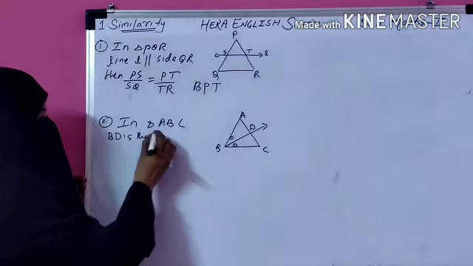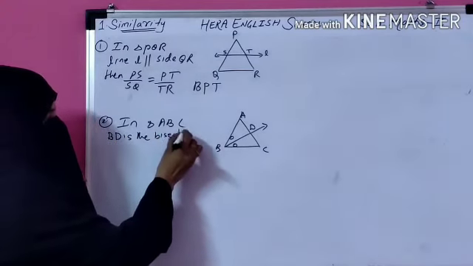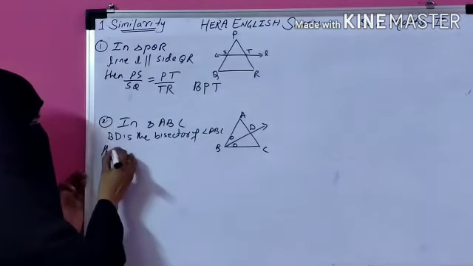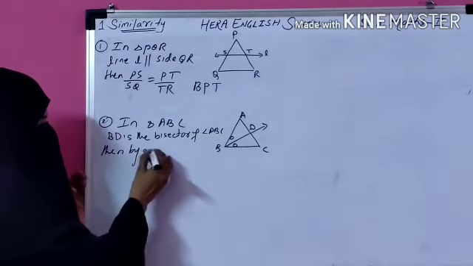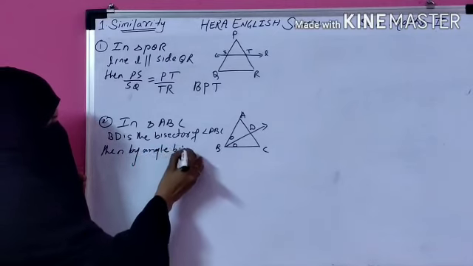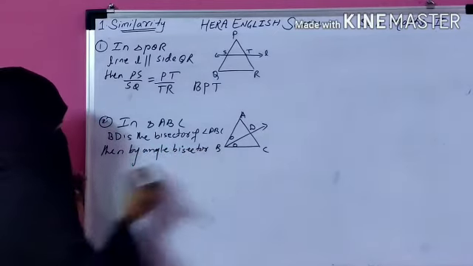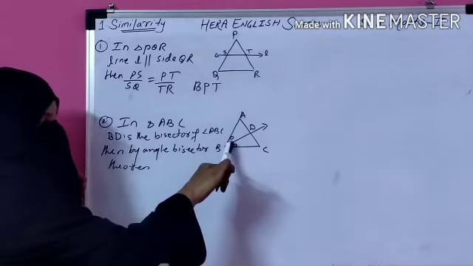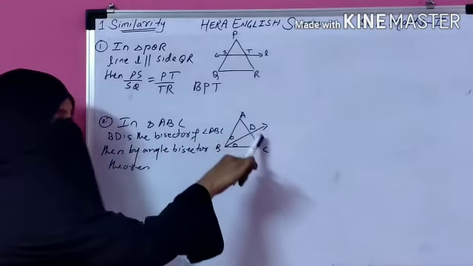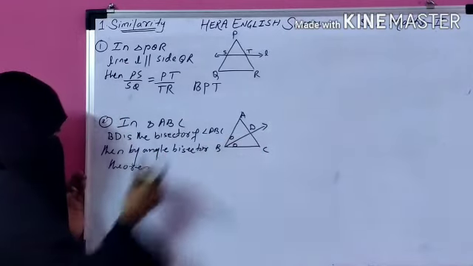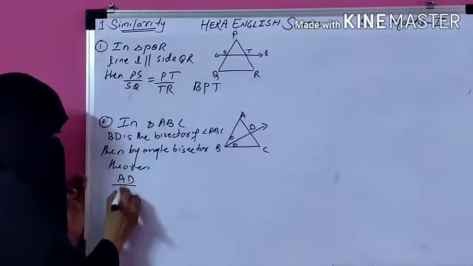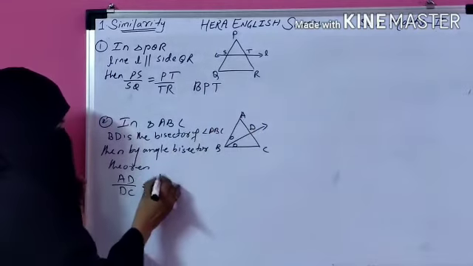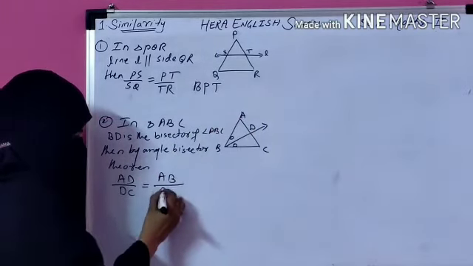BD is the bisector of angle ABC. Then by the angle bisector theorem, the ratio of the sides forming the opposite side, that means AD upon DC, is equal to the ratio of the remaining sides, that means AB upon BC.